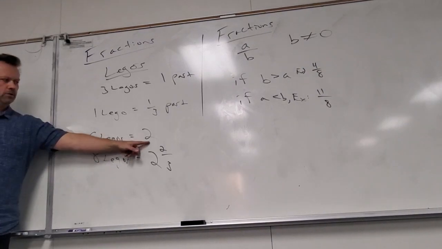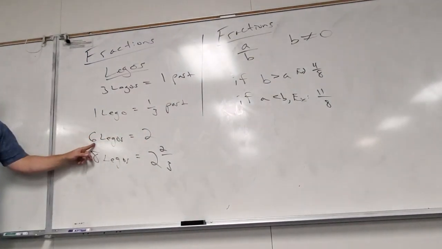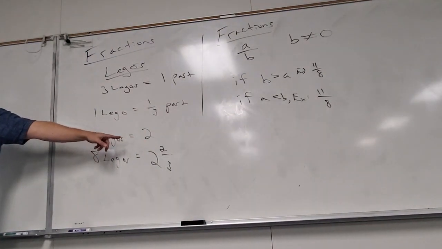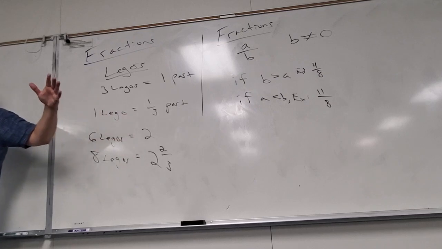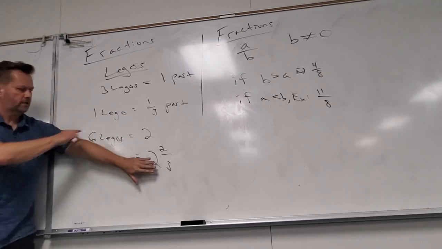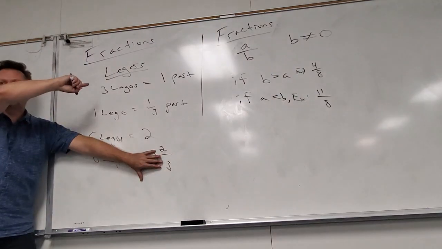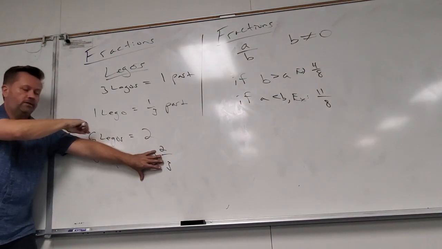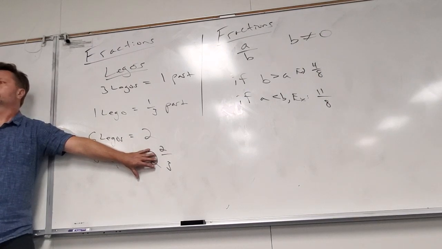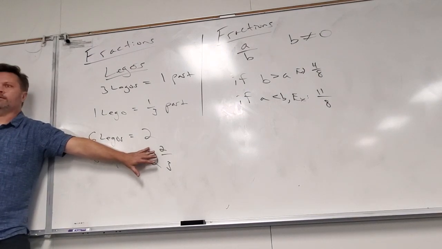How did you get 2 here? What was the shortcut to get 2 here? I had 6 Legos, so how did you get to 2? Why was the answer 2? What's the shortcut? How many Legos does it take to make one part? 3. So what do I do to 6 to get 2? 3 times 2 is 6, or 6 divided by 3 is 2, right?